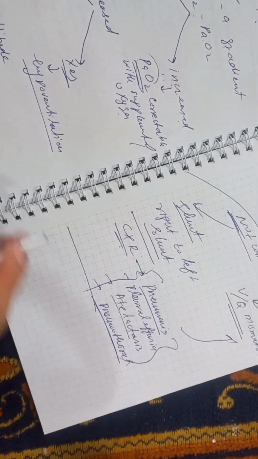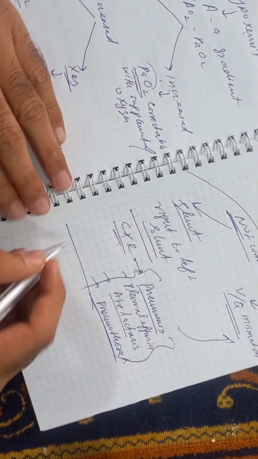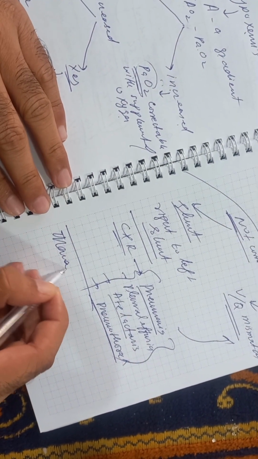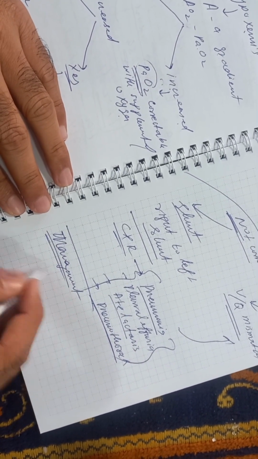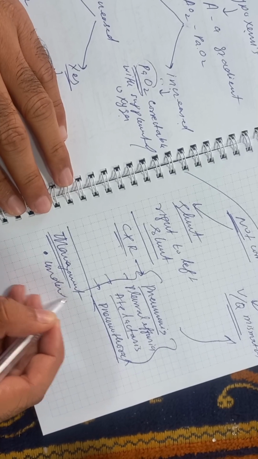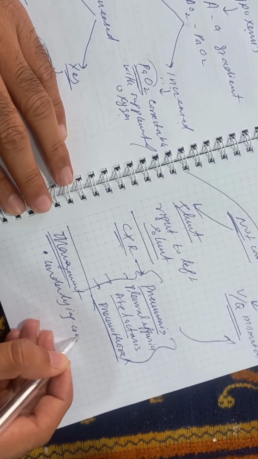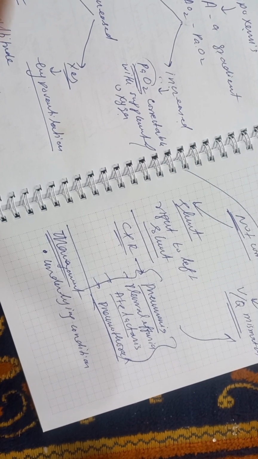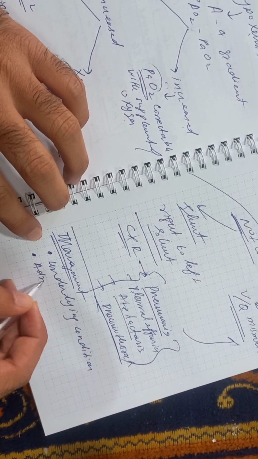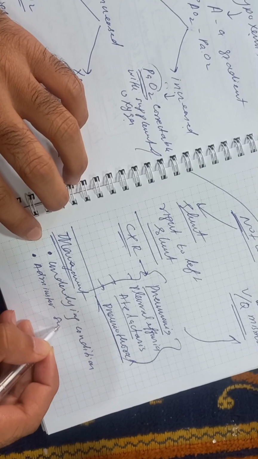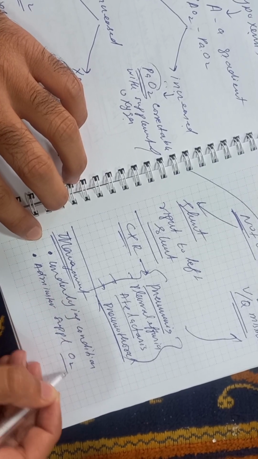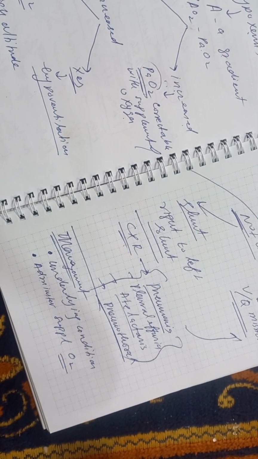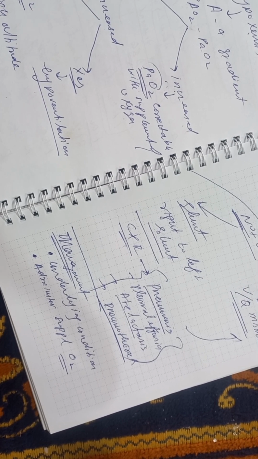Now, how do we manage hypoxemia, right? First of all, in management, we treat the underlying condition. That's very important, okay? You have to treat the underlying condition, otherwise your hypoxemia will not be corrected. Second of all, we administer supplemental oxygen right away. As soon as the patient presents in an emergency with hypoxemia, you put the patient on supplemental oxygen right away, right?